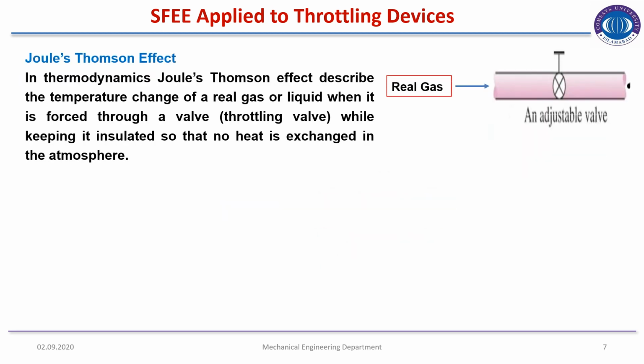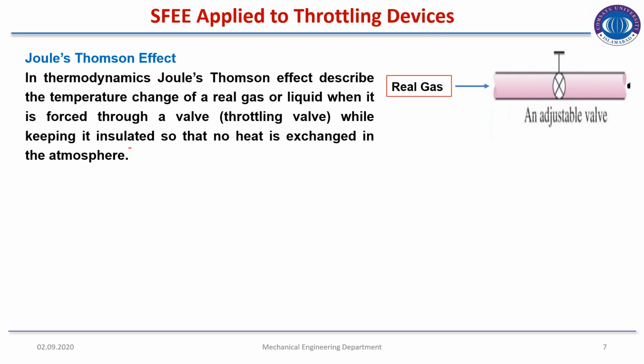So the Joule-Thomson effect, we will briefly study what the Joule-Thomson effect is. In thermodynamics, the Joule-Thomson effect describes the temperature change of a real gas or liquid when it flows through a valve. That means flowing through a valve means when we use this in the throttling process. Or here we are using the example of a throttling valve. Therefore, you can say that when a liquid or real gas passes through a throttling valve while keeping it insulated so that no heat is exchanged with the atmosphere.